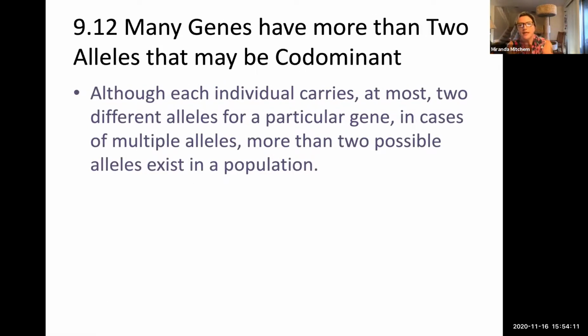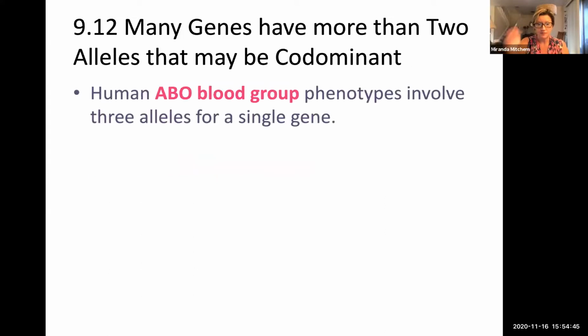Now, we've been talking about really just two alleles so far, because that's all an organism can have. But in a population, there can be many other variations of a gene, many other alleles. So this is bringing us to the codominant pattern of inheritance. A person can only have 2 possibilities, but the population can have a lot more. We'll look at blood typing as an example here.